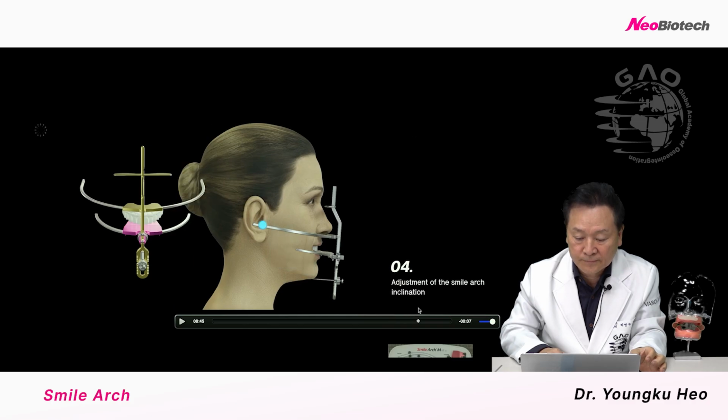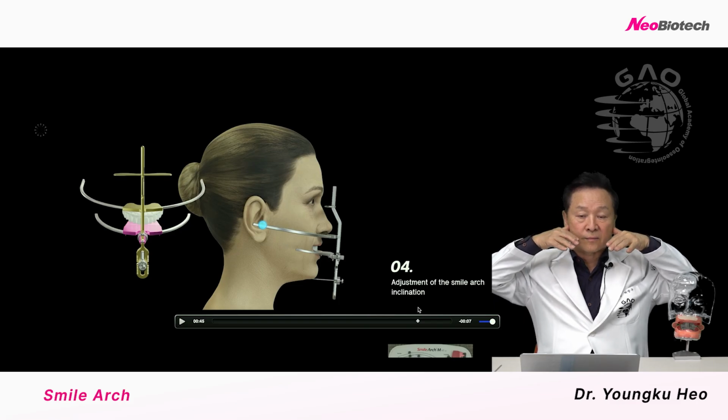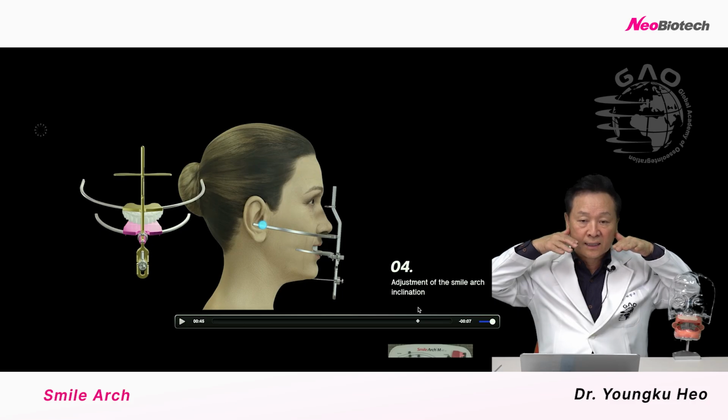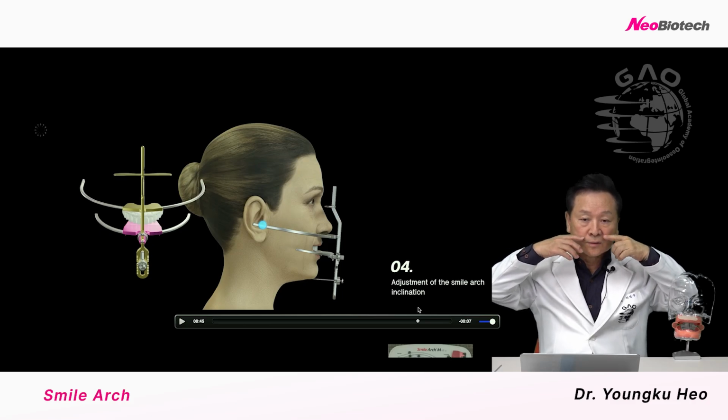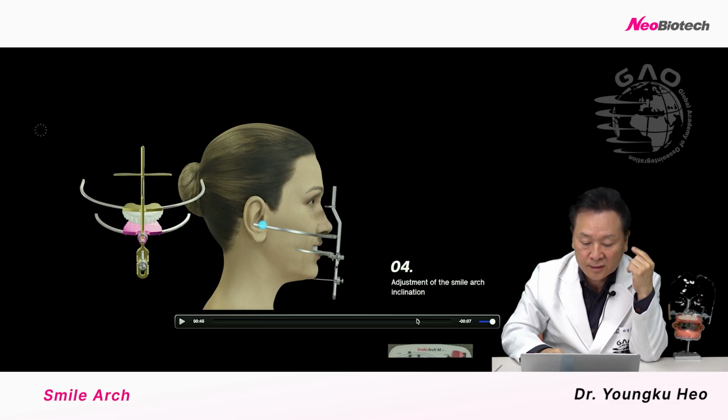Okay, and also with this device we can decide the occlusal table, occlusal plane, according to this albatross line. So we can change the occlusal plane from here.